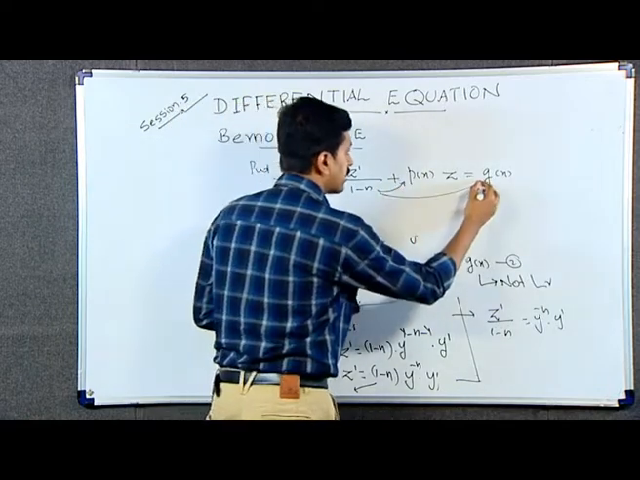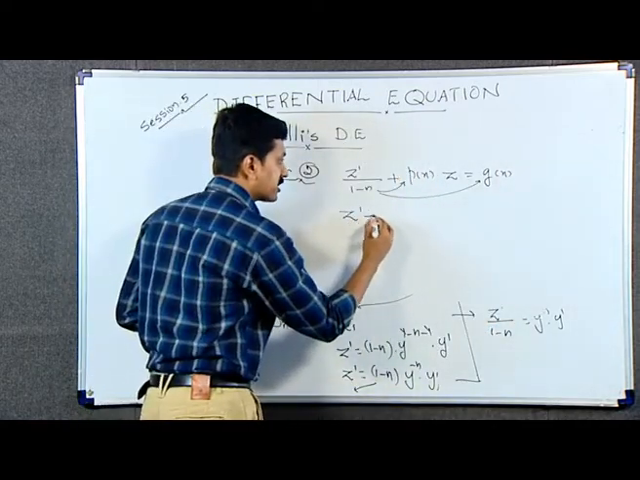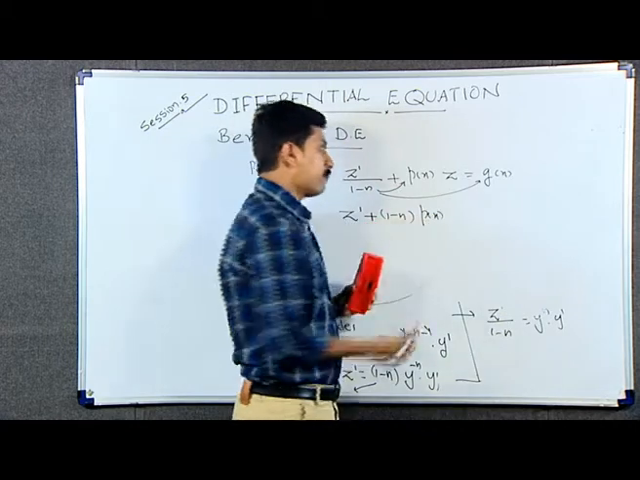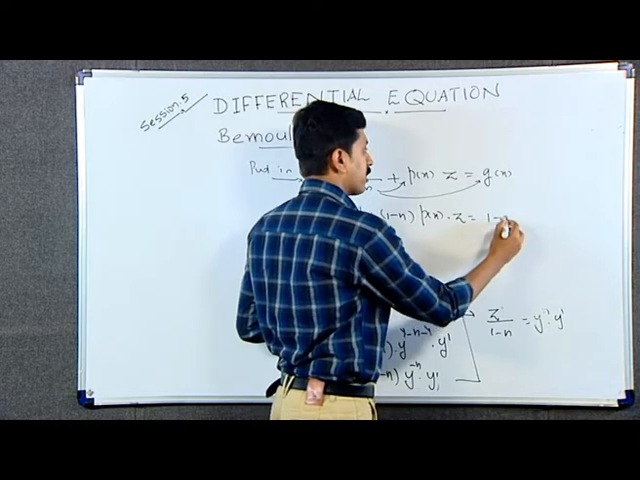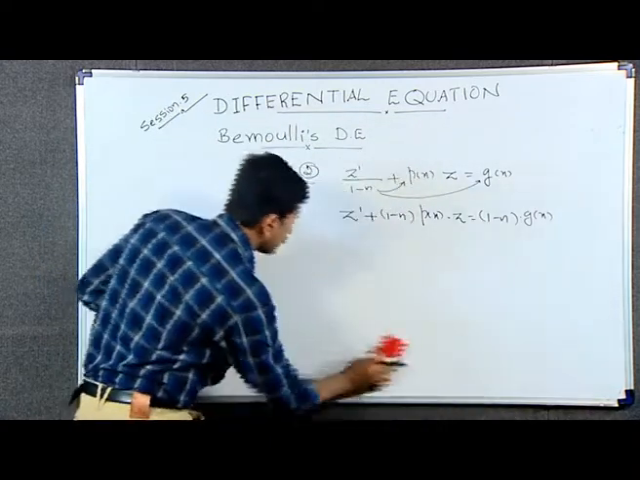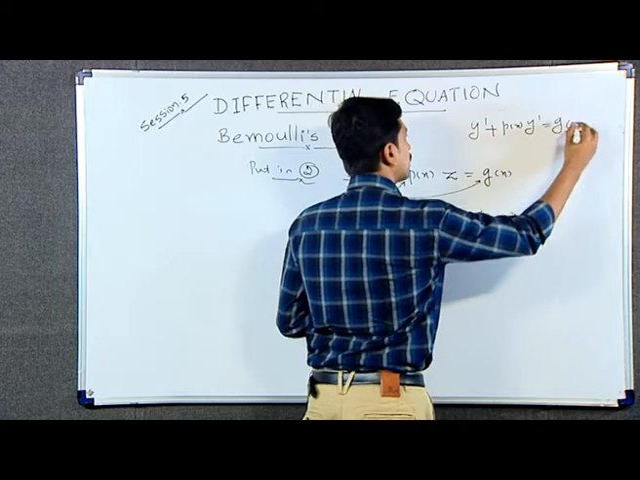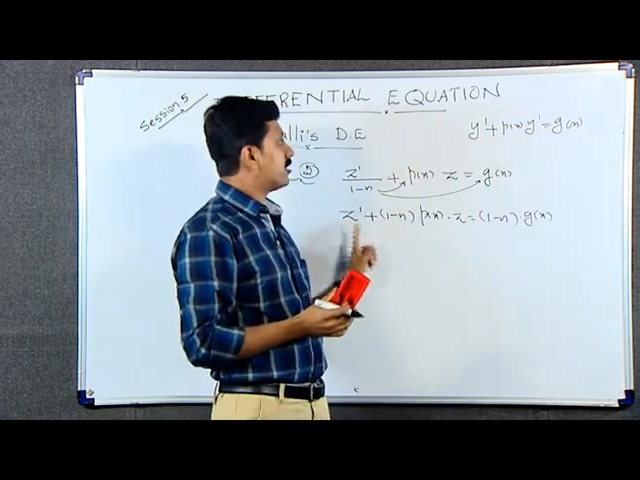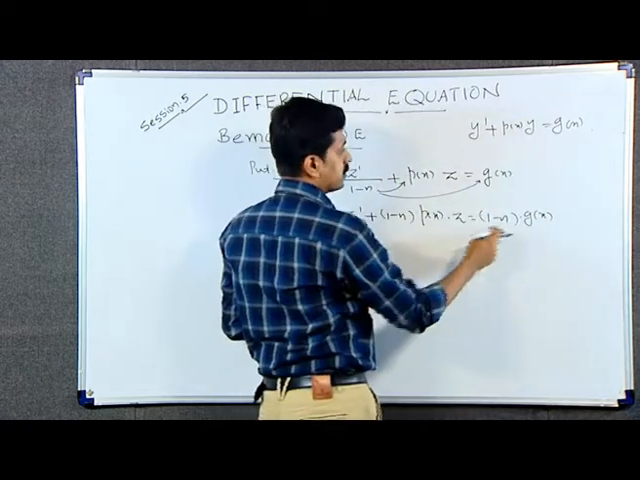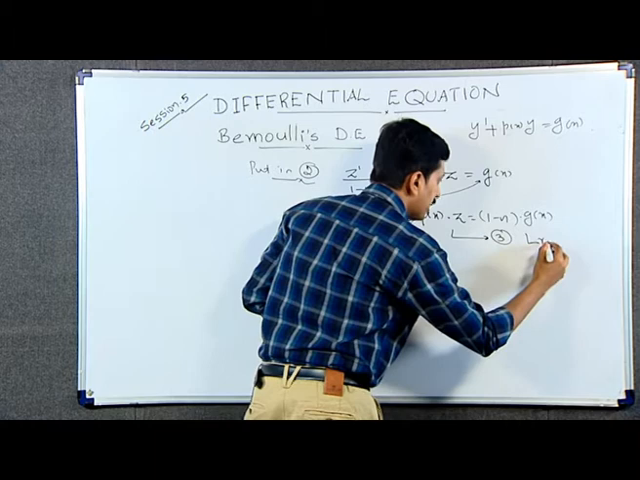So, taking this to be here as well, we make our differential equation linear. Therefore, z dash plus 1 minus n into p of x into z is equal to 1 minus n into g of x. Now, compare this differential equation with our ordinary linear differential equation. Instead of y dash, here we have z dash; instead of p of x, here we have 1 minus n into p of x; and instead of g of x, here we have 1 minus n into g of x. See, this equation number 3 is a linear ODE.